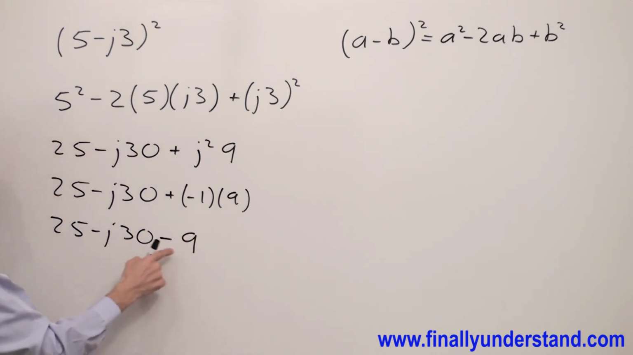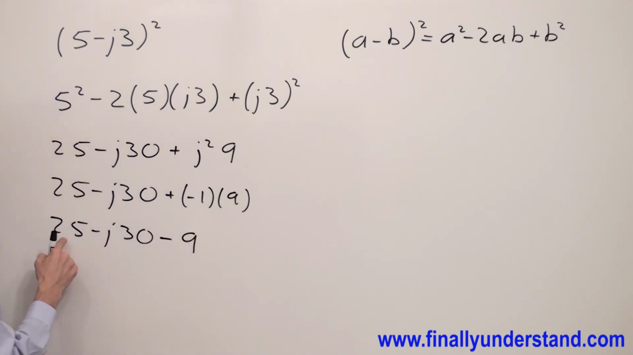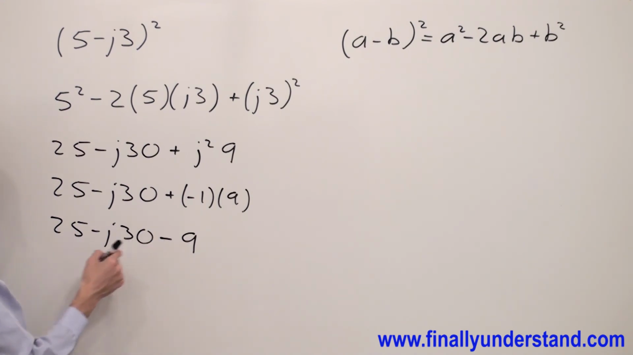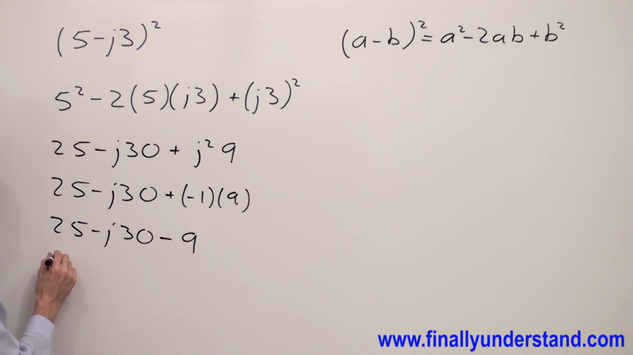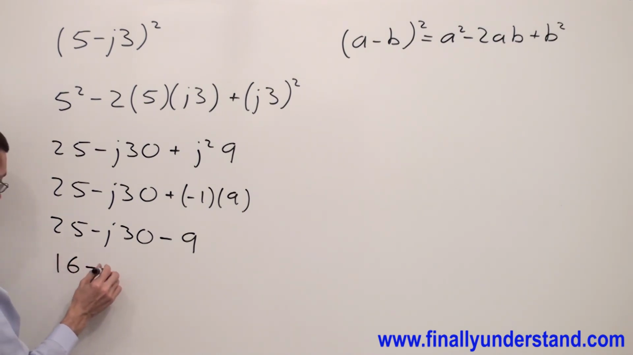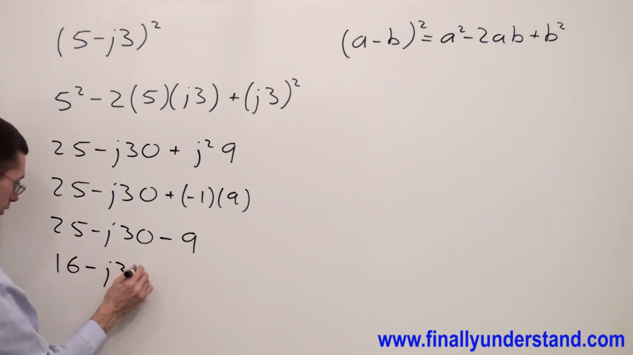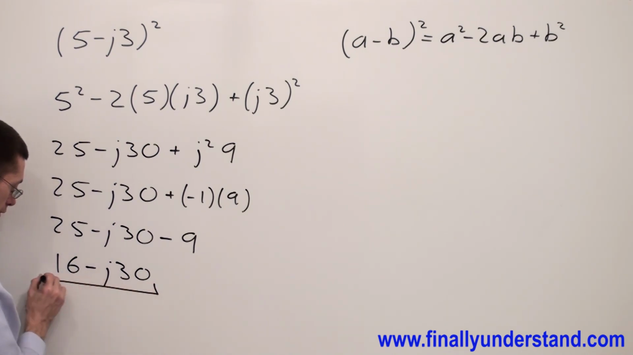Next, I'm supposed to combine the like terms, and I have 25 minus 9, which is equal to 16, minus j30. This is the solution to my problem.